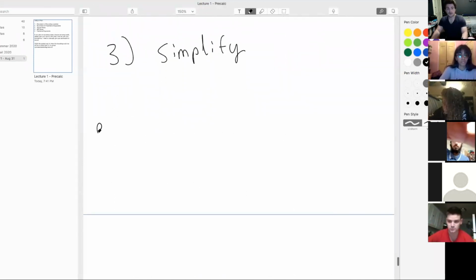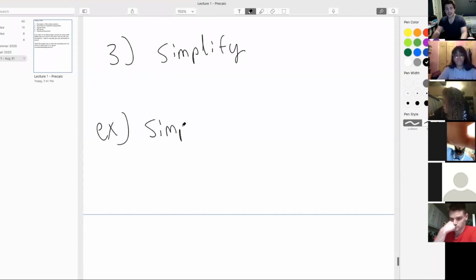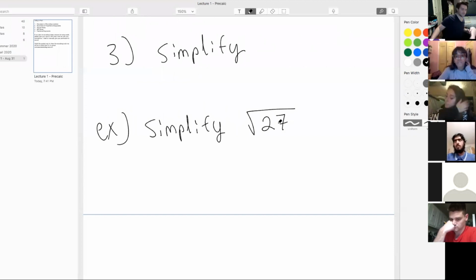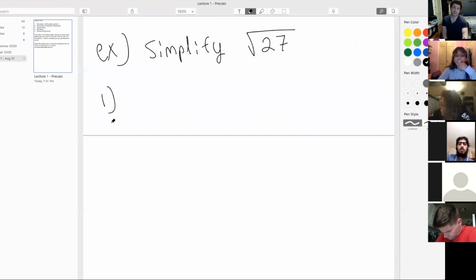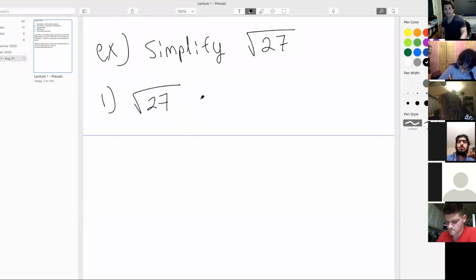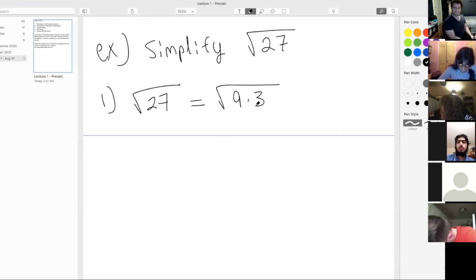The task will be to simplify the square root of 27. I'm going to go in coordination with the steps. Step one was to factor any perfect squares out of the radical. I hope you agree that the square root of 27 is the same thing as the square root of 9 times 3. I wrote it that way because 9 is a perfect square. So that was step one.